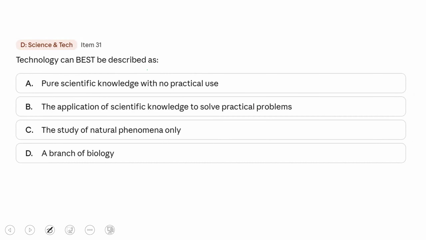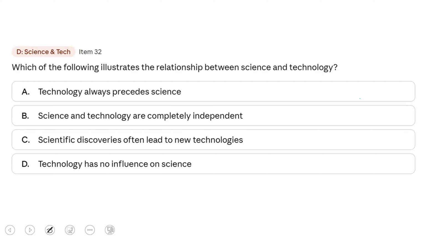Technology can best be described as, what's your answer? All right, so the answer would be letter B, the application of scientific knowledge to solve practical problems. Which of the following illustrates the relationship between science and technology? Your answer is letter C. Scientific discoveries often lead to new technologies. This one. Okay.